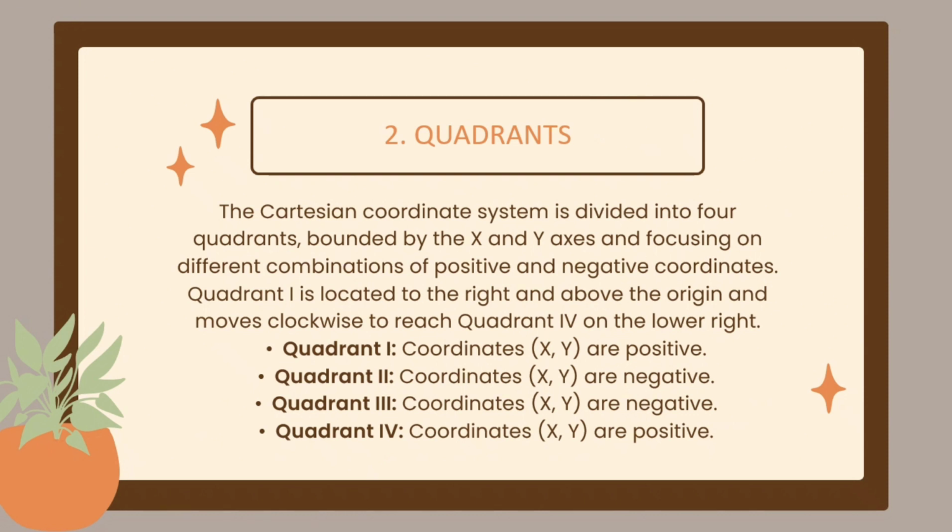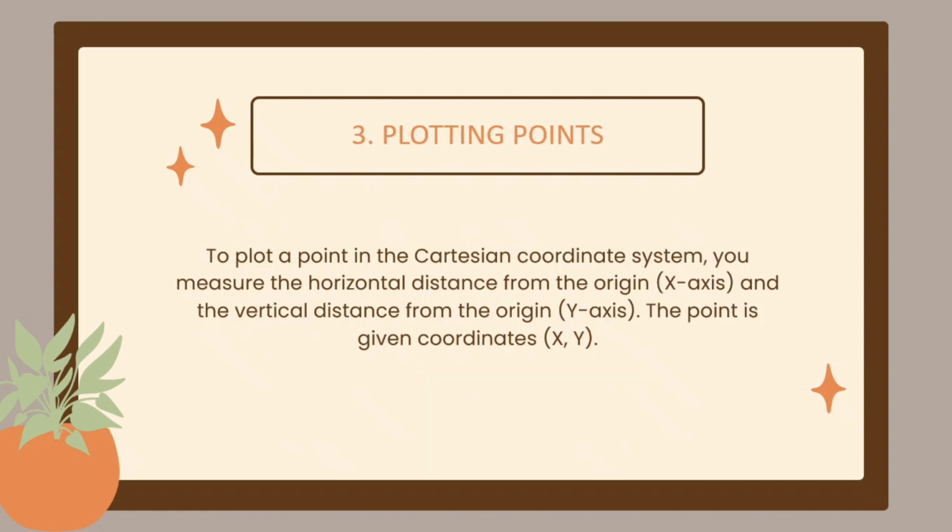Quadrant 2 coordinates x, y are negative. Quadrant 3 coordinates x, y are negative. Quadrant 4 coordinates x, y are positive.